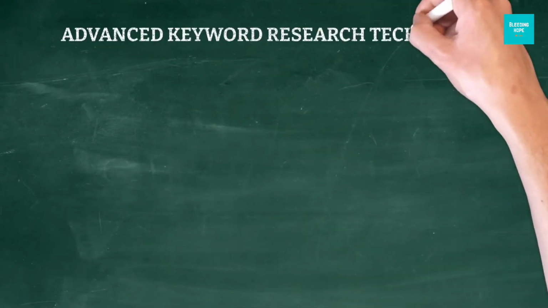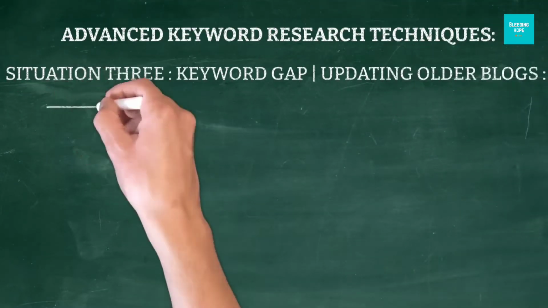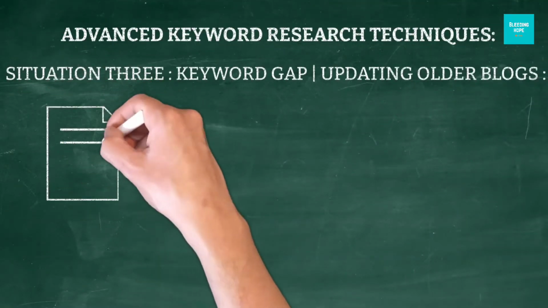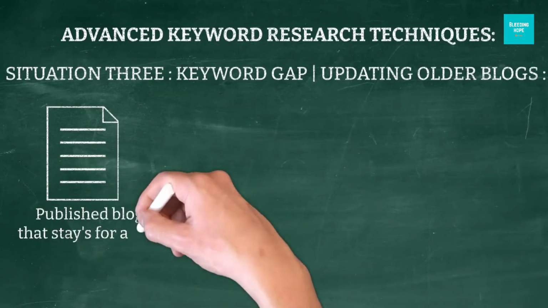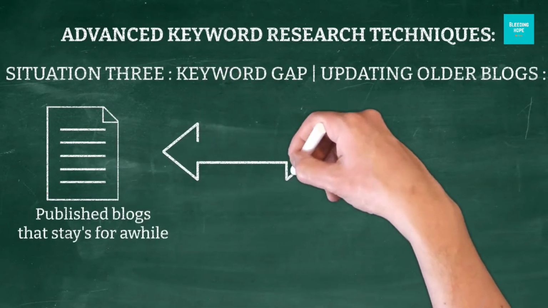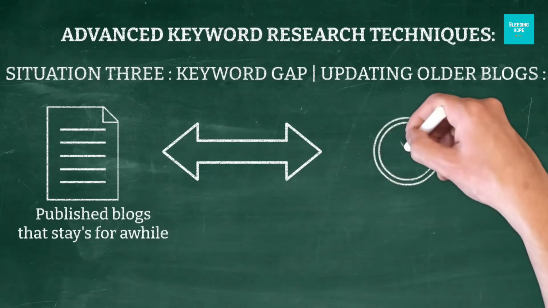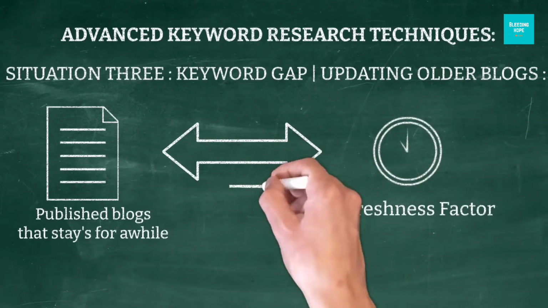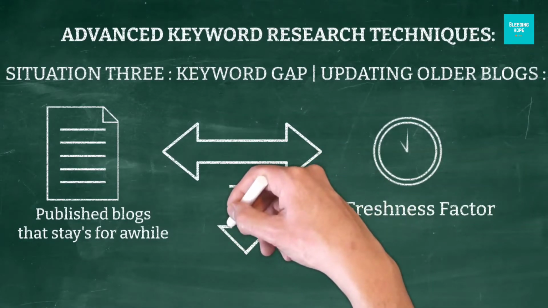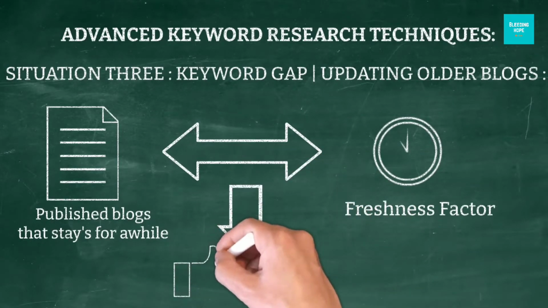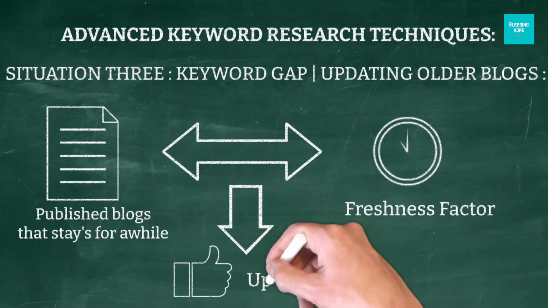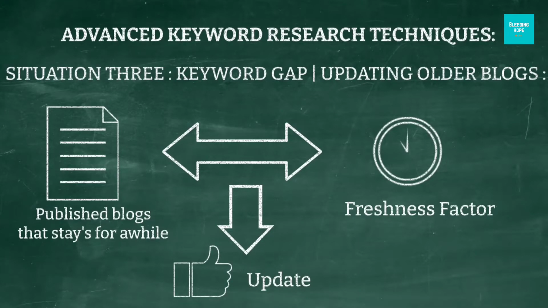So let's jump into some advanced keyword research techniques, which take into consideration some of the situations that most SEOs don't really think of in the first place. So situation 3: keyword gap, or updating older blogs. Once we publish a web page or an article and it remains the same for a while without being updated, the freshness factors go down and we have to update the blog, right?